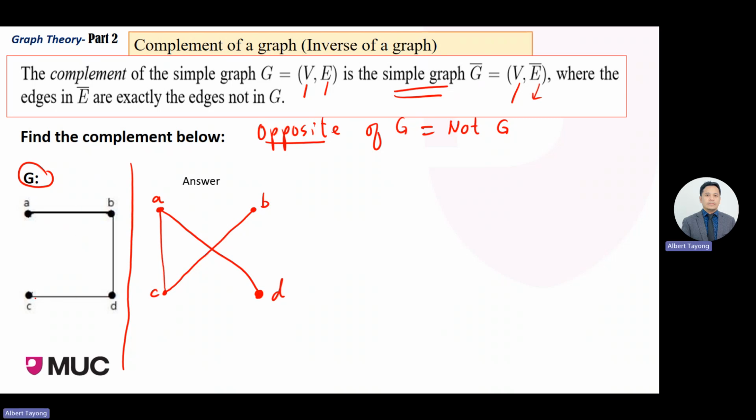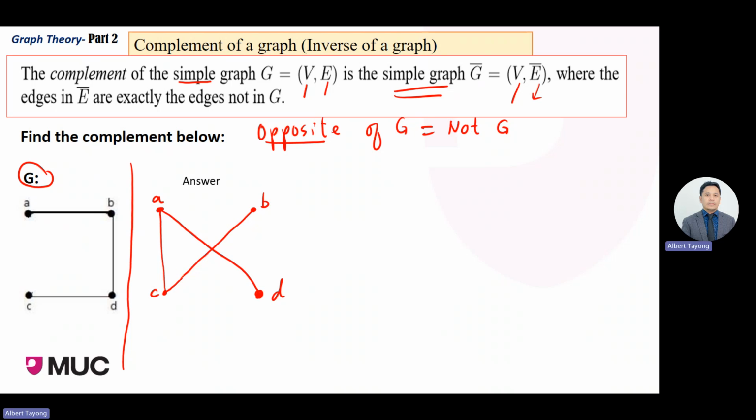Let's now proceed to C. C is adjacent to D. It's not adjacent to A and B, so we have to draw a line from C to A and C to B. But it's there already. C is connected to A and C is connected to B. Remember, we're talking about a simple graph, so we should not draw it again.